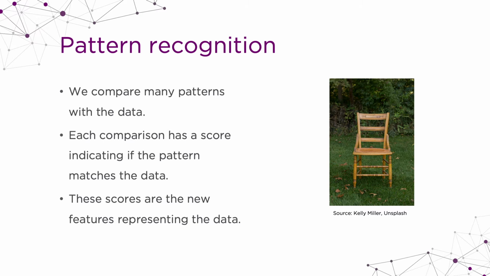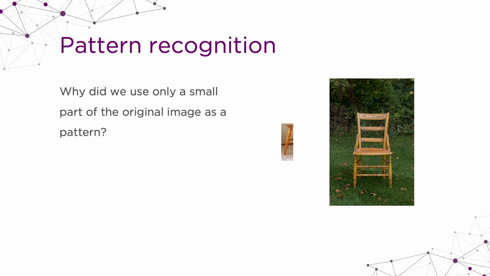So I will have a new vector with the score associated to each pattern, whether it has been found in the image or not. In fact, all these scores are a new representation of my image. It describes the image in terms of the patterns that I have used. So one question is, why did I use only a small patch like this to try to find this pattern in my image?